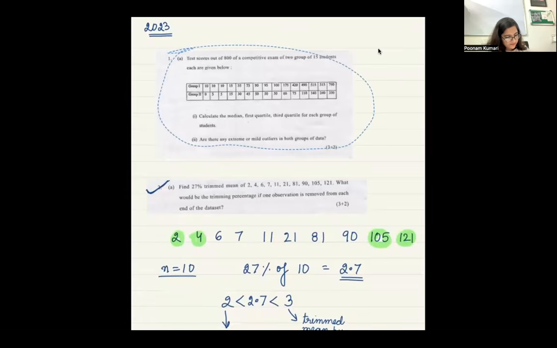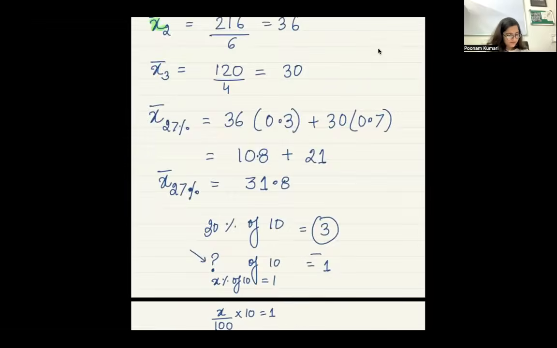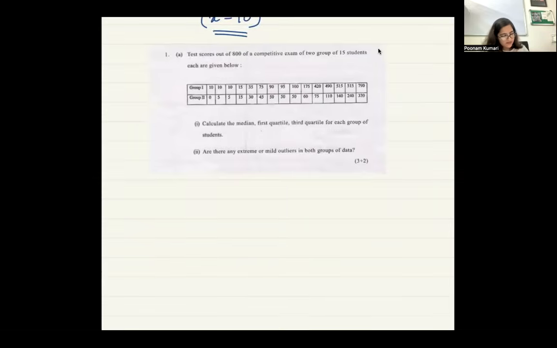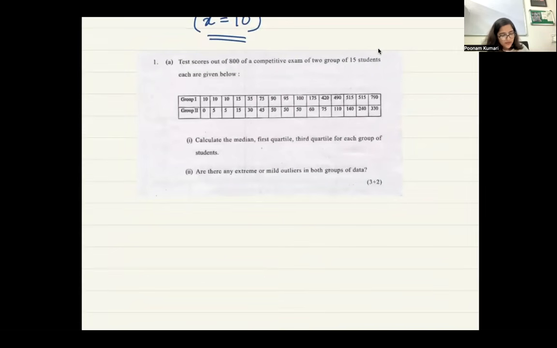Let's do this. Okay, so what is this? Let's read the question and see what it is asking us. First, what are they saying? The test scores of 8... okay, test scores out of 800. So there was some exam. So out of 800, these are the test scores that students have received in a competitive exam, of 2 groups of 15 students. So there were 2 groups, group 1 and group 2.